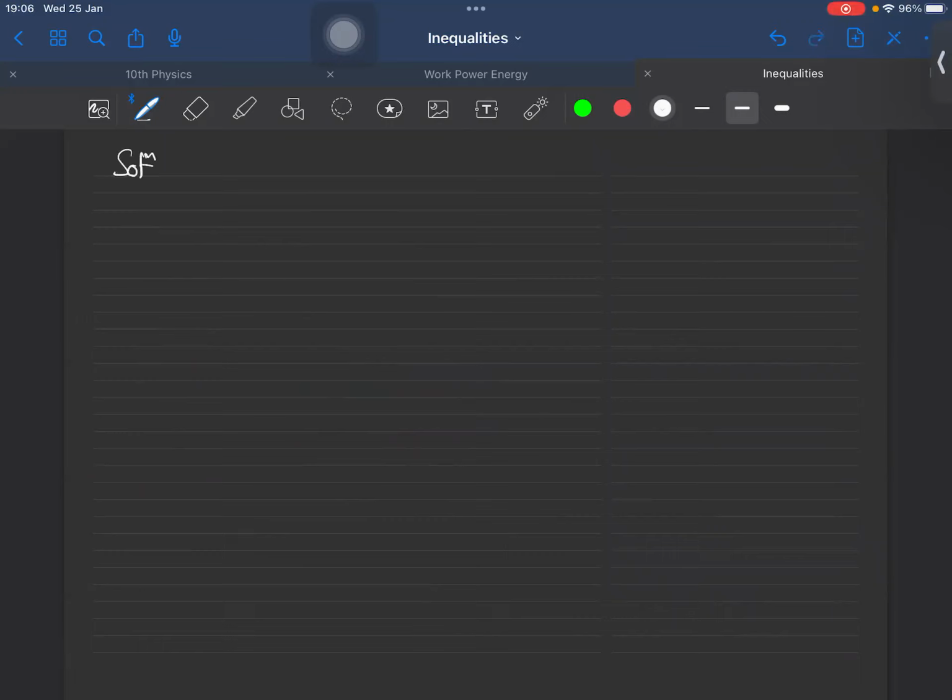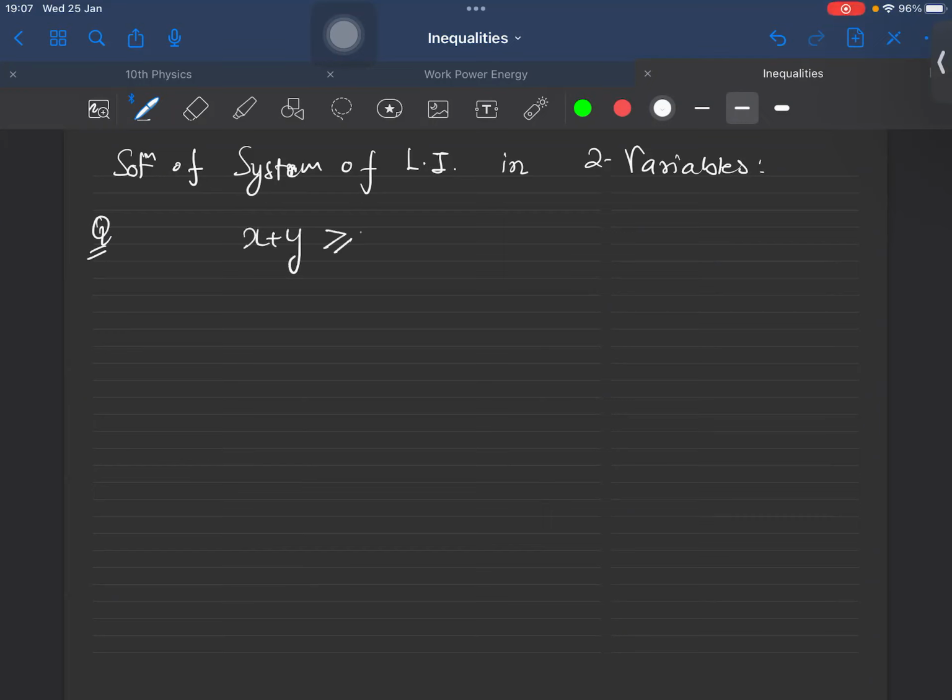Solution of system of linear inequalities in 2 variables. So now we have to solve in 2 variables. That means we'll be given two inequalities. So let's say x plus y is greater than or equal to 5, and another one is x minus y is less than or equal to 3. See, 2 equations, 2 variables, we all know how to solve it.